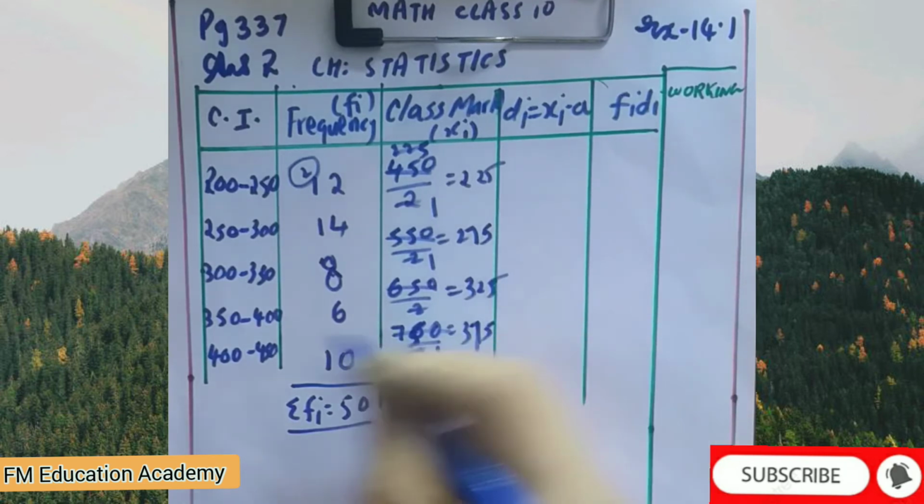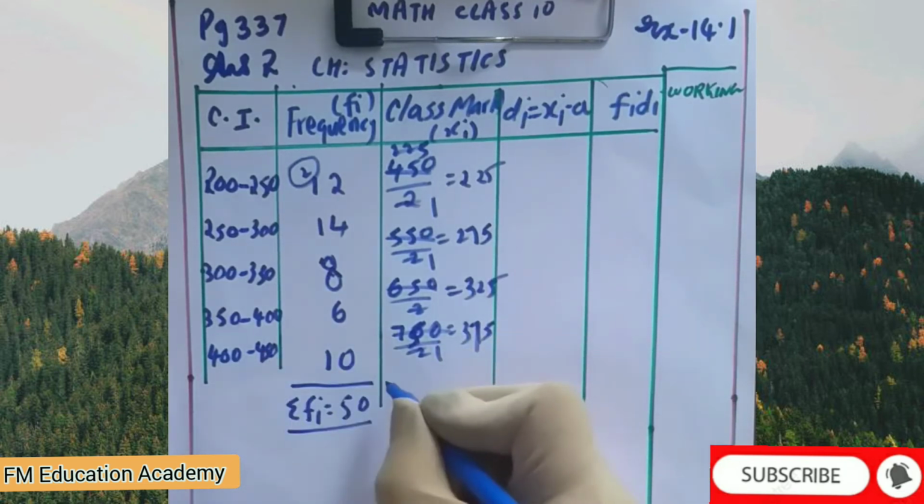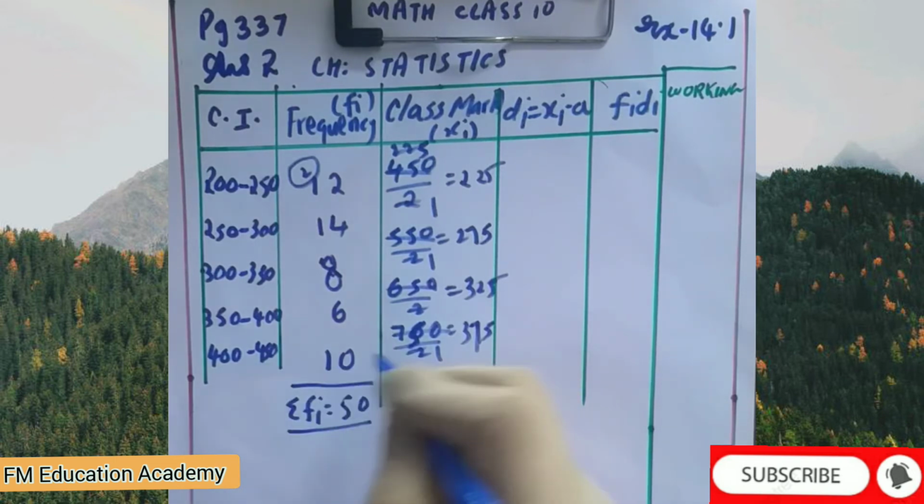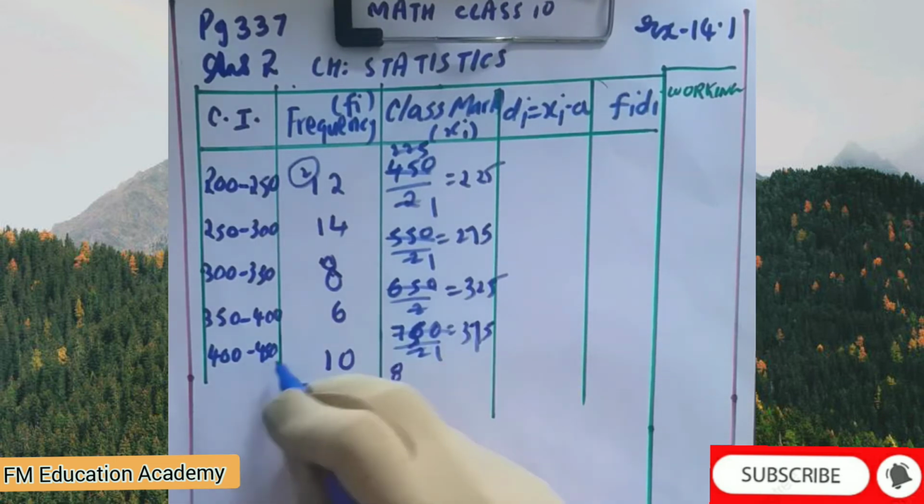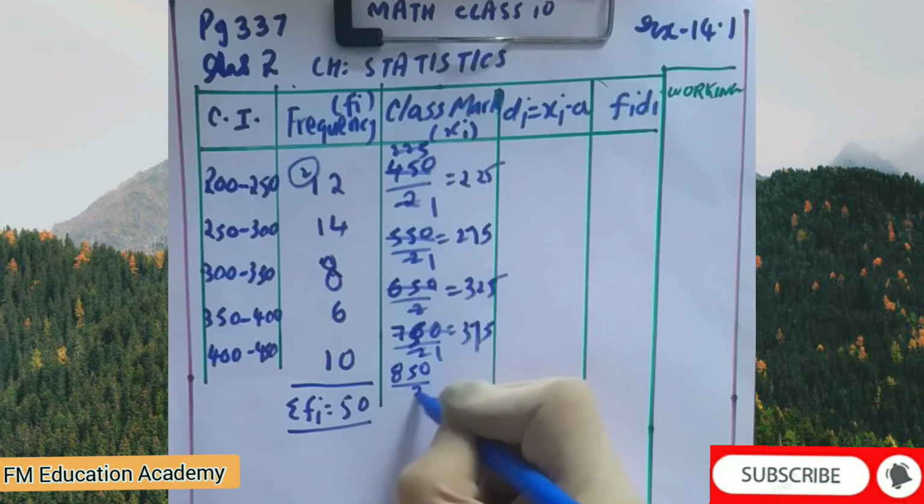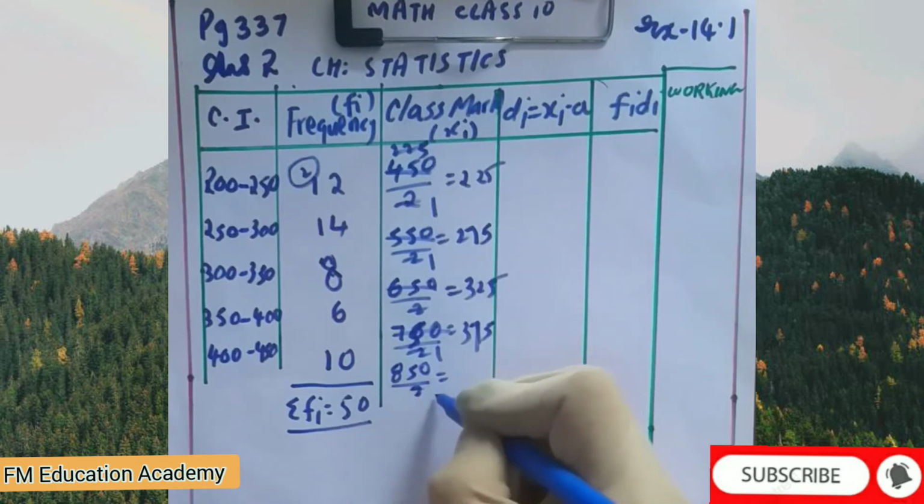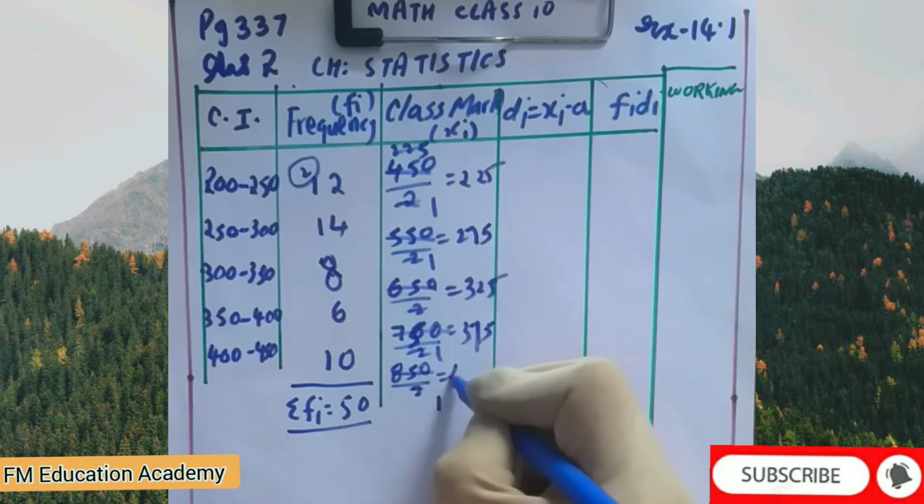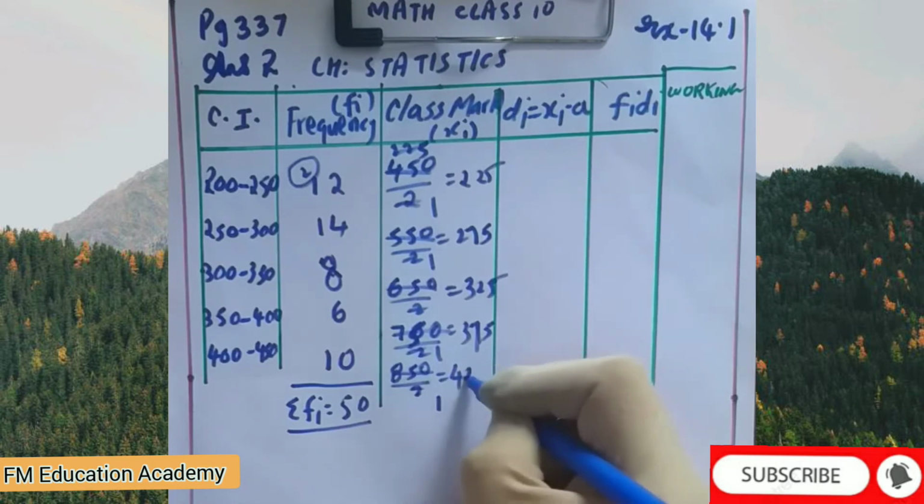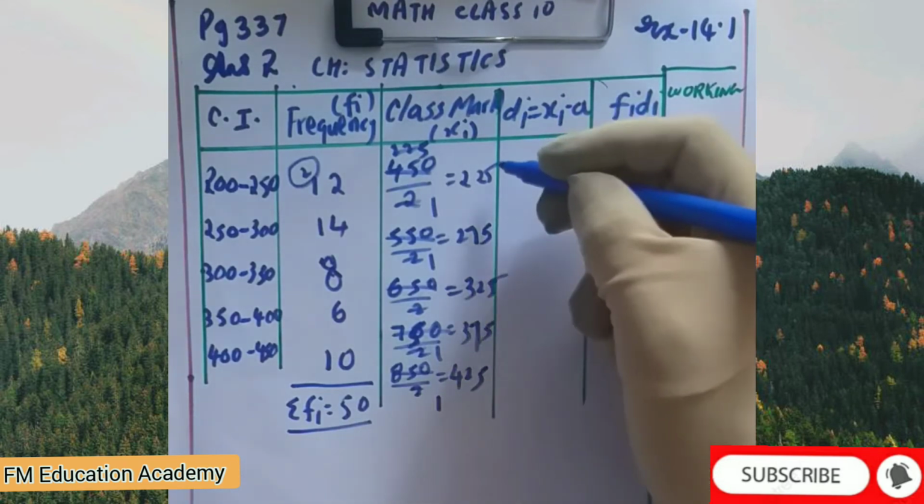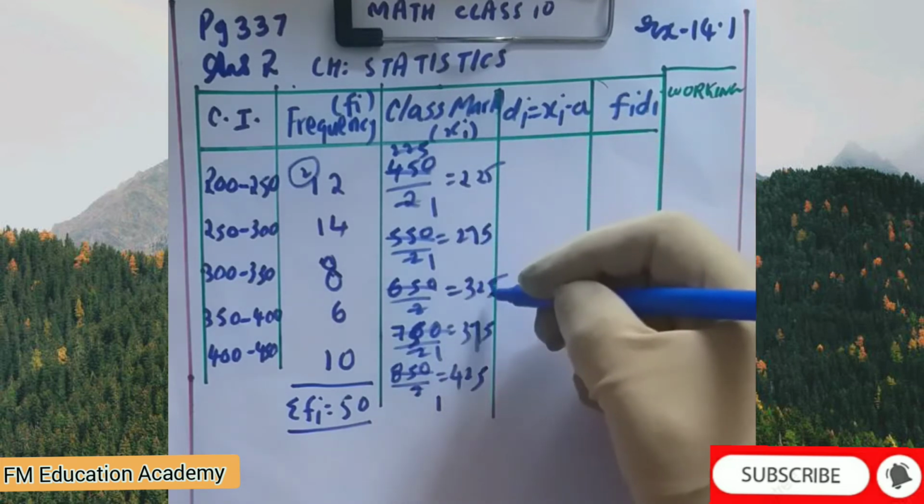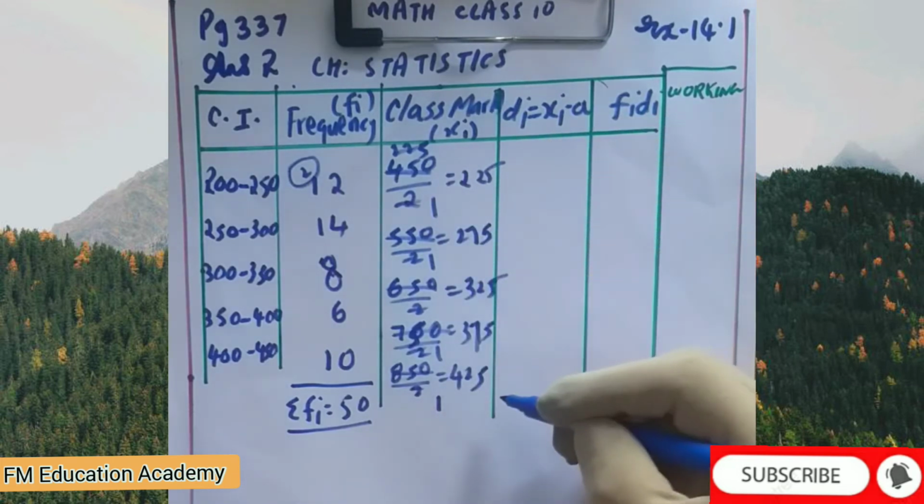So 375. Next we have (400 plus 450) by 2. 400 plus 450: 4 plus 4 is 8, and 5 plus 0 is 5, so 850 by 2. 2 1s are 2, 2 4s are 8, 2 2s are 4, 2 5s are 10, so 425. So we have 225, 275, 325, 375, 425.